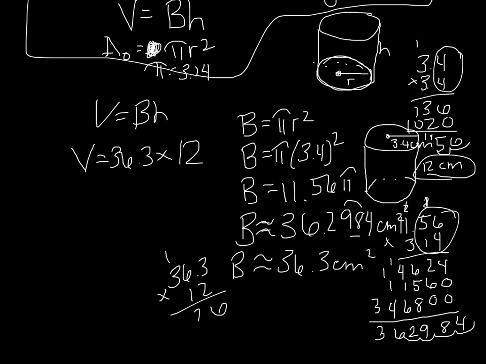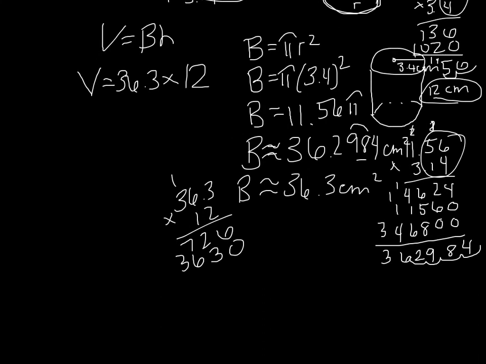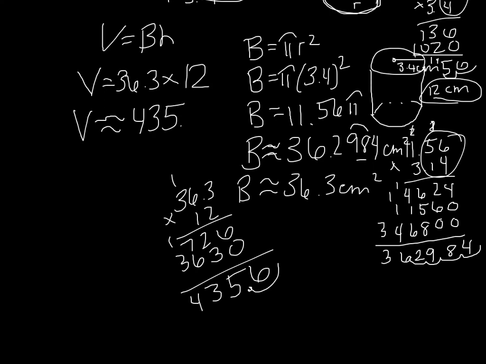6, 12, 7, add a 0, 3, 6, 3. Now let's add those up. I'd get 6, 5, 13, and 4. Bring it back 1. So my volume is about 435 and 6/10.